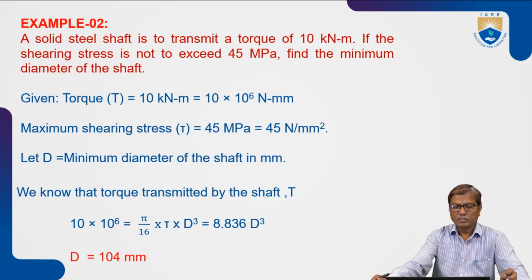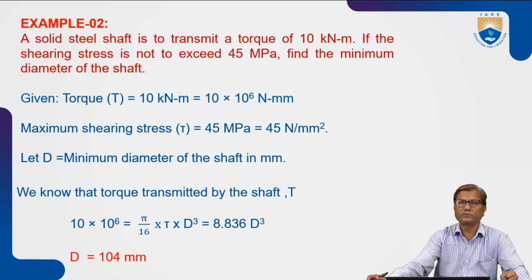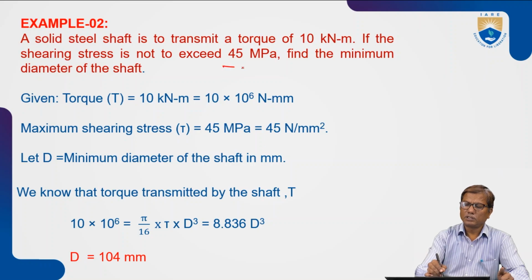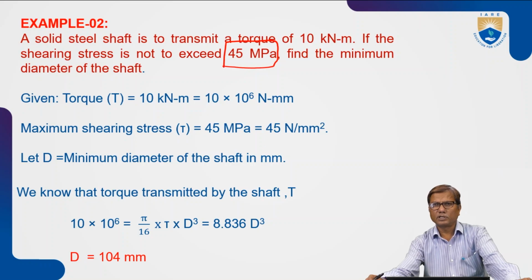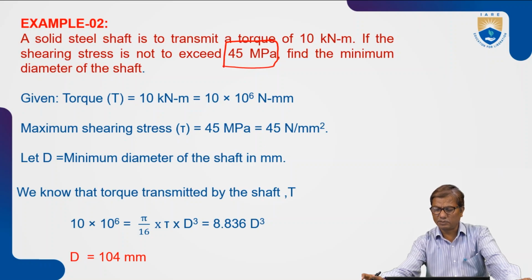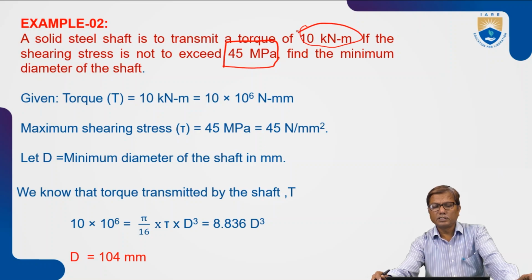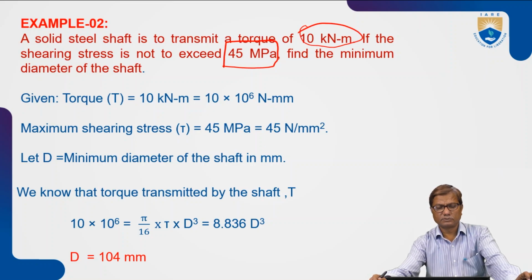A solid steel shaft is to transmit a torque of 10 kilonewton meters. If the shearing stress is not to exceed 45 megapascals, find the minimum diameter of the shaft. The limiting condition is that shear stress is not to exceed 45 megapascals, Newton per mm square, and it has to transmit 10 kilonewton meters torque. So what will be the minimum diameter required for the shaft?